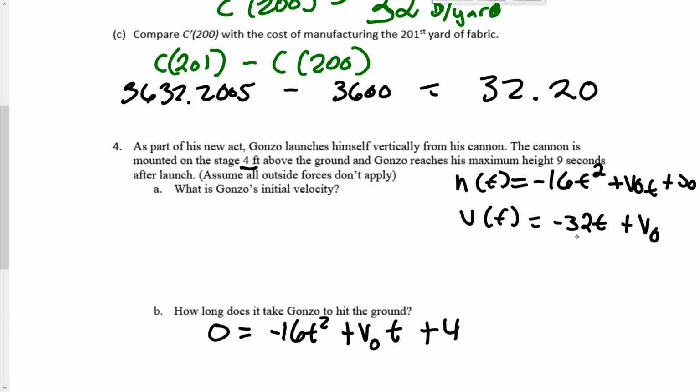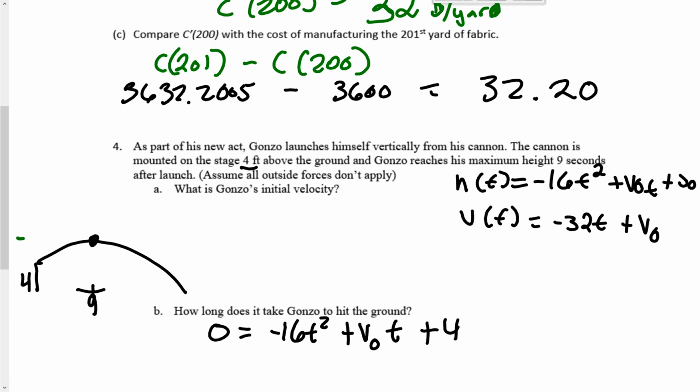Okay, so now I'm going to use this velocity equation in order to find my initial velocity, because it says it reaches its max height at 9 seconds. And if it reaches its max height at 9 seconds, so up here, starting at 4 feet here, shoots off. So right here it reaches its max height at 9 seconds.